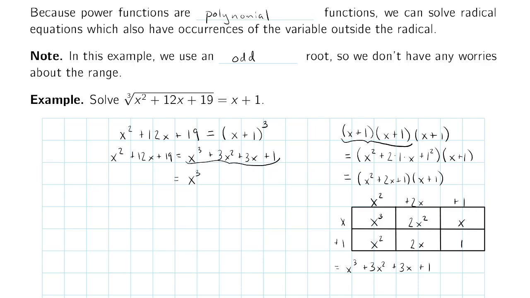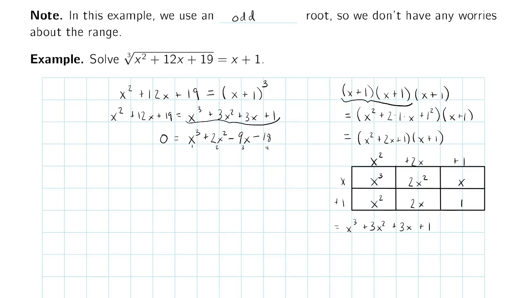X to the third minus x squared is going to be 2x squared. I'll subtract 12x. 3x minus 12x is going to be negative 9x. I'll subtract 19. 1 minus 19 is going to be negative 18. So I've got 0 equals x to the third plus 2x squared minus 9x minus 18. I have 1, 2, 3, 4 terms here. If I'm going to solve that by factoring, I'll be able to do it by factoring by grouping.